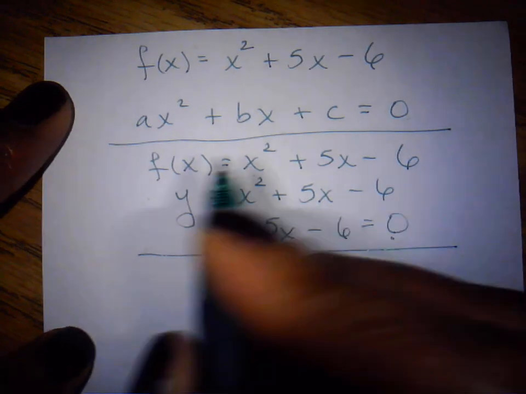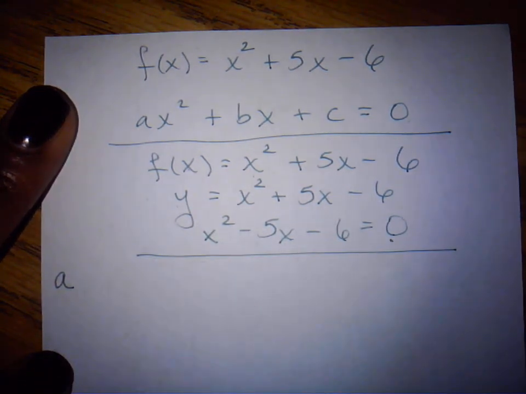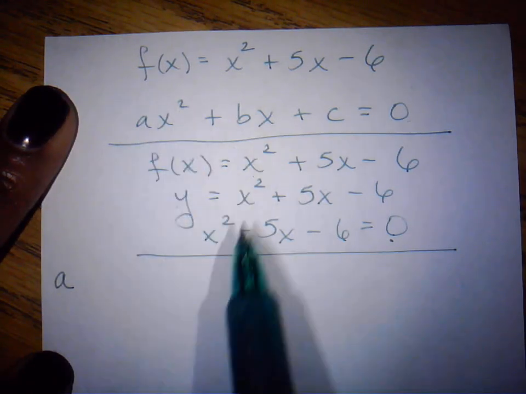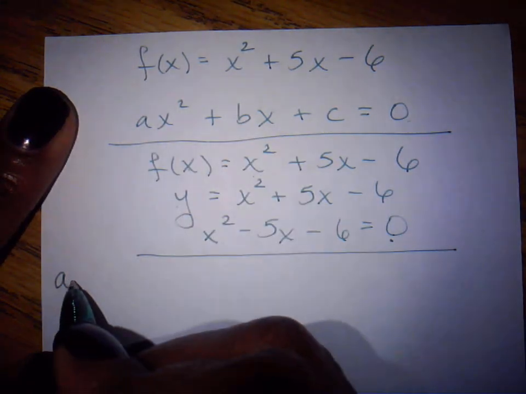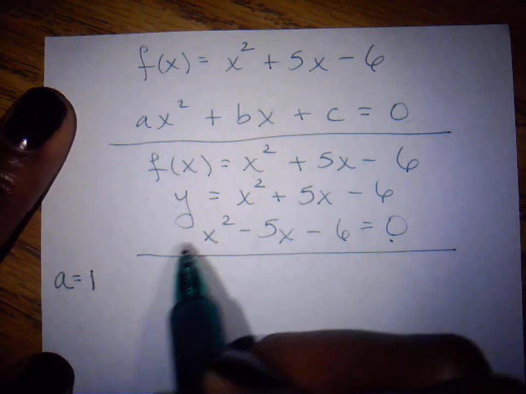All right, so the first step is you're going to extract your a value, okay? What number is in the a position? So what number is in front of x squared? Okay, we don't see a number, but a is equal to 1. Okay, what number is in front of x squared?